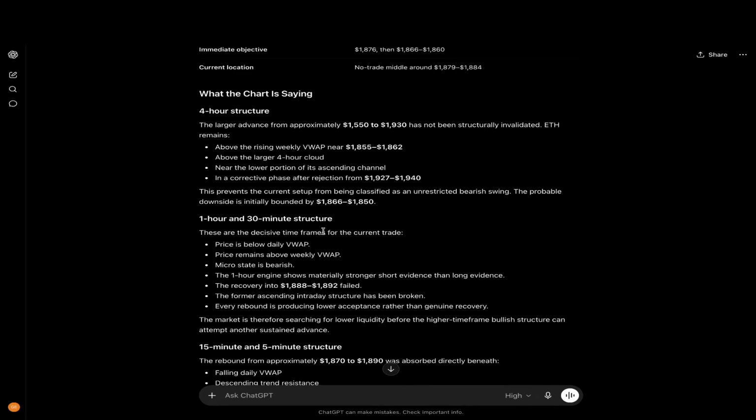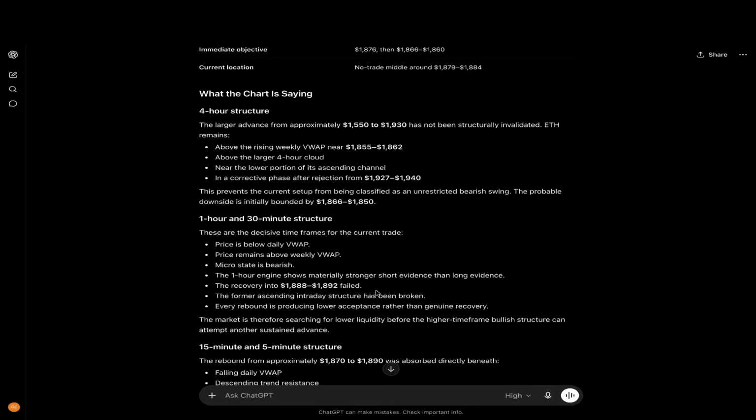On the 1 hour and 30 minute chart, these are basically the decisive time frames for the current trade. The price is below the daily value, the fair value at which the asset has been trading. The price still remains above the weekly value. The current micro state, the short time frame, is bearish though. So in the interim, you need to be careful because the price could go down a little bit more.